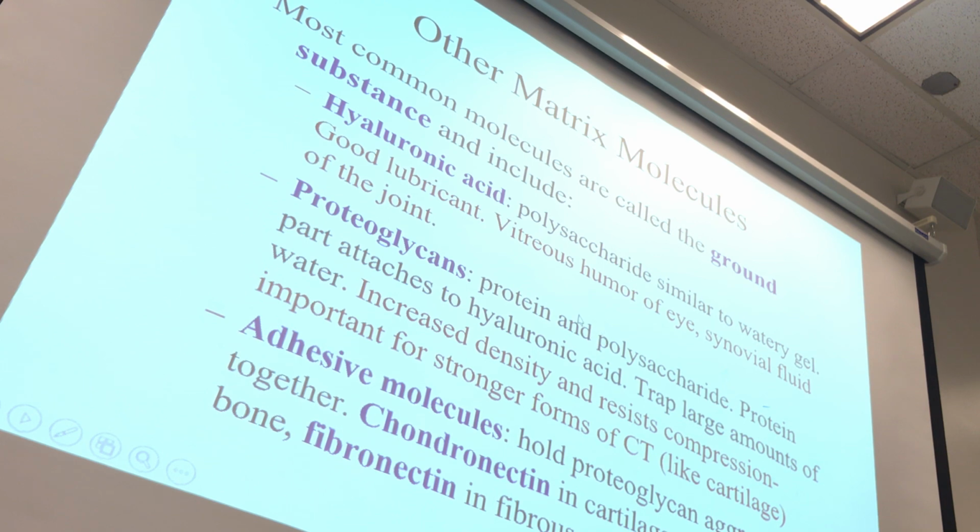Right? Different combinations. That's it. You can feel that there's less structure when we compare both types. Now, the last type are adhesive molecules: chondronectin in cartilage, osteonectin in bone, fibronectin in the fibrous connective tissues. If you know the difference between these two and know in general what the ground substance is, that would be very important.